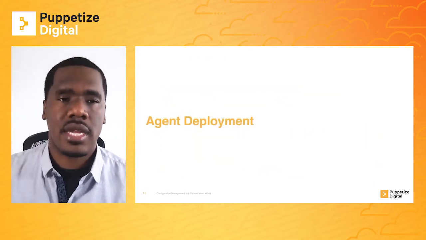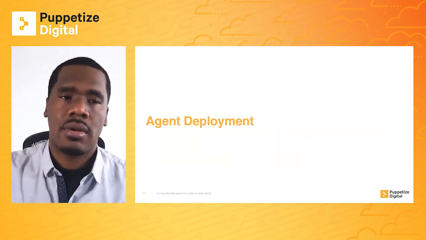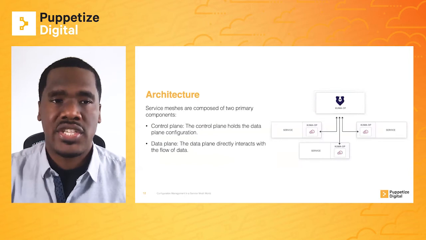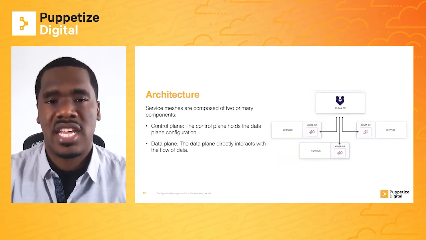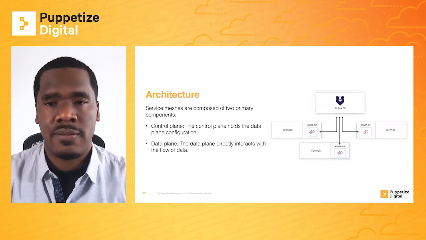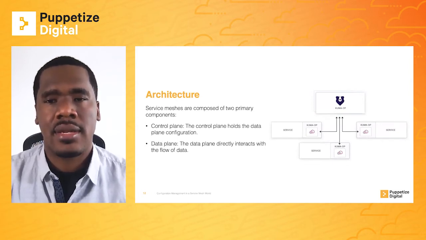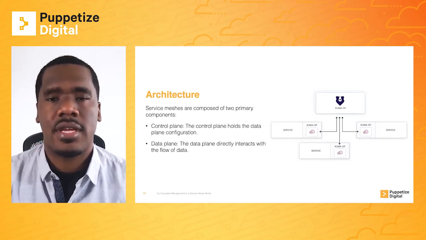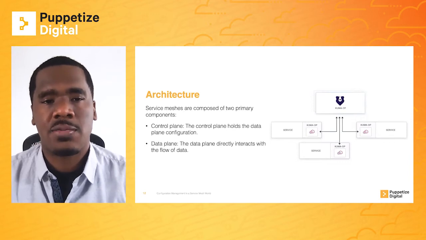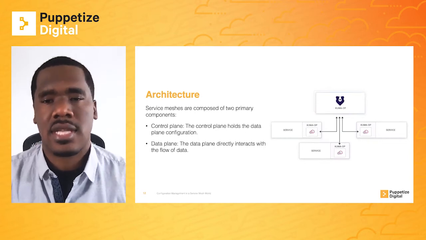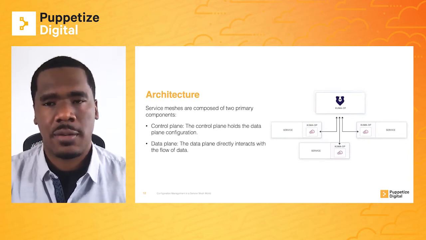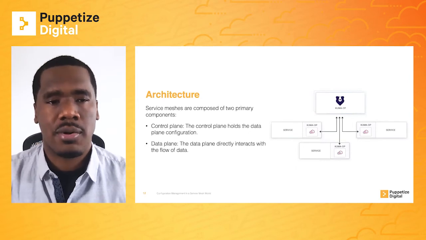So the first thing we'll take a look at is agent deployment. And so in a service mesh, typically the architecture is two primary components: a control plane and a data plane. The control plane holds the data plane configuration. And so what that means is the data plane interacts with the control plane to get information about what the configuration of the data plane should be. And the data plane is what actually directly interacts with the flow of data. And so in this particular case, it's things like the request from service to service. And so the data plane actually handles the nuts and bolts of it.